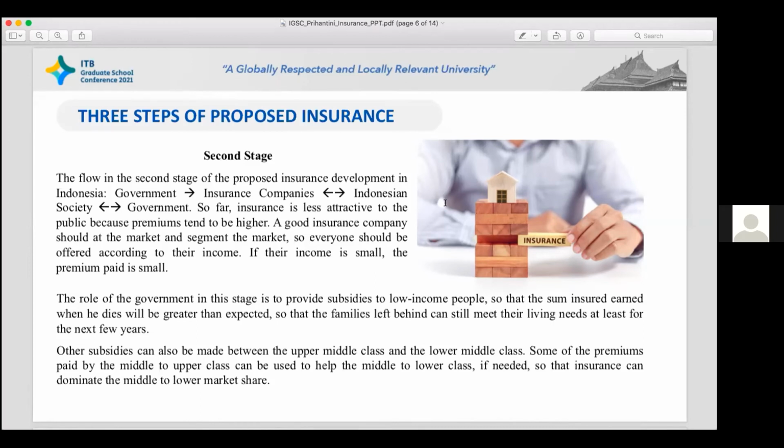The role of the government in this stage is to provide subsidies to low-income people, so that the sum insured when the insured dies will be greater than expected, so that the family left behind has living needs covered for the next few years. Other subsidies can also be made between the upper middle class and the lower middle class. Some of the premium paid by the upper middle class can be used to help the middle to lower class too, if needed. So insurance can reach the middle to lower class.